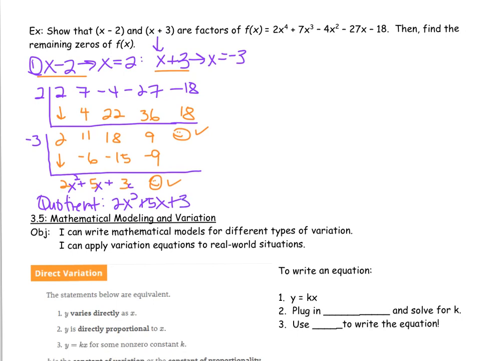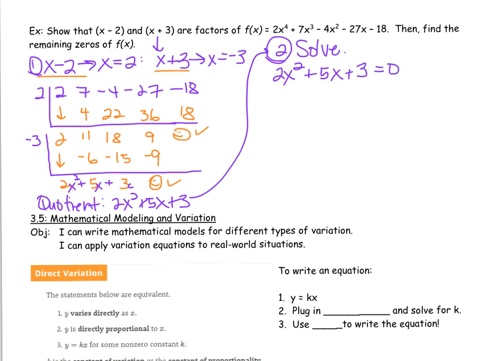This brings us to step 2. To determine the remaining zeros of this polynomial, we need to solve 2x squared plus 5x plus 3. Now, if we set this equal to 0, factoring will be a little bit more of a challenge because of that 2 on the outside. If you're not a fan of the a times c split the b method of factoring, you can always use the quadratic formula. I do believe this one will factor, though, if we do a times c.